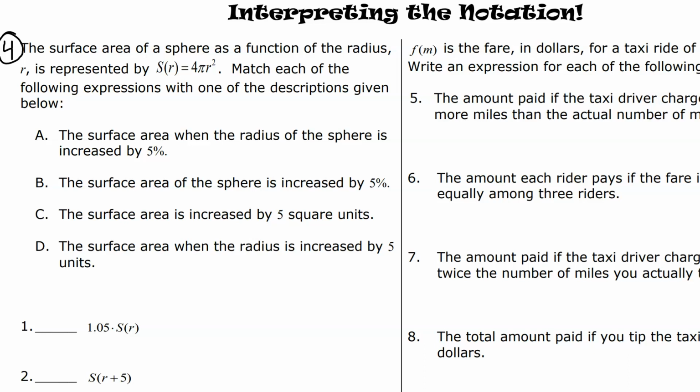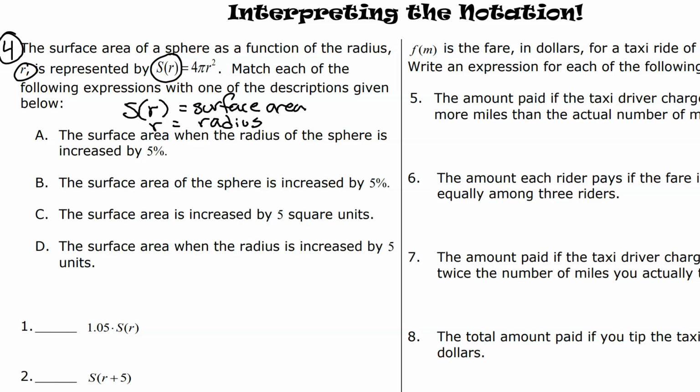Based off of what we said as far as S of R represents, and it says it right here. So the surface area of the sphere is a function of the radius. S of R is represented by surface area, so we know that S of R equals the total surface area. Okay, and R is just represented by the radius. So if you think about what we said as far as if it's affecting the radius, it's going to be on the inside, and if it's affecting the whole surface area, it's going to be affecting S of R.